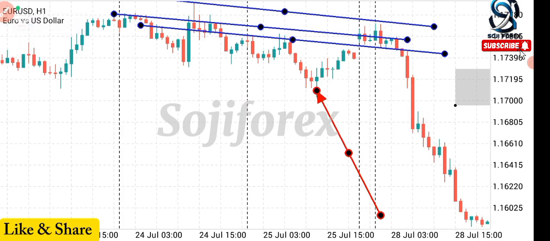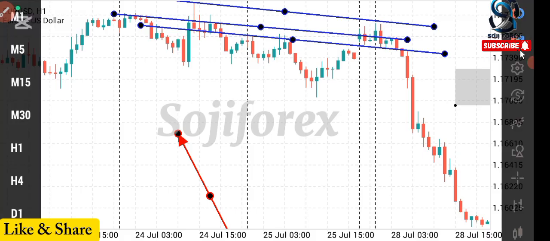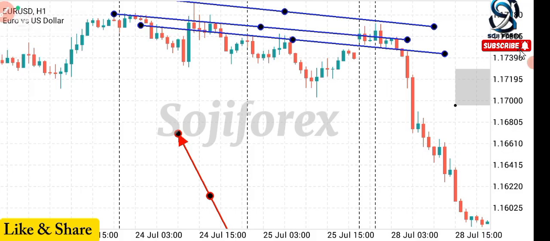So this is the right way to mark your trend line. Your trend line must be treated as a zone, not as a line. And you can see how we form the zone successfully. Okay, so that is for that. And what is the next thing? The next thing is support and resistance.